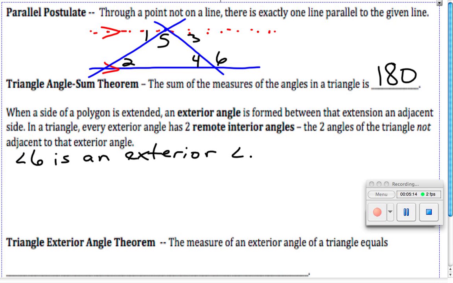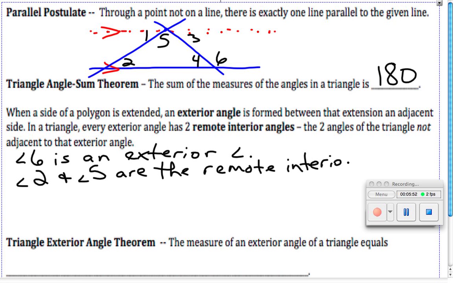In that triangle on the screen, what is the angle of the triangle that is adjacent to my exterior angle, angle 6? What is the angle of the triangle that is adjacent to angle 6? Angle 4. All right, so the remote interior angles are the two angles of the triangle that aren't angle 4, namely 2 and 5. So if I'm talking about exterior angle, angle 6, angle 2 and angle 5 are the remote interior angles for angle 6.